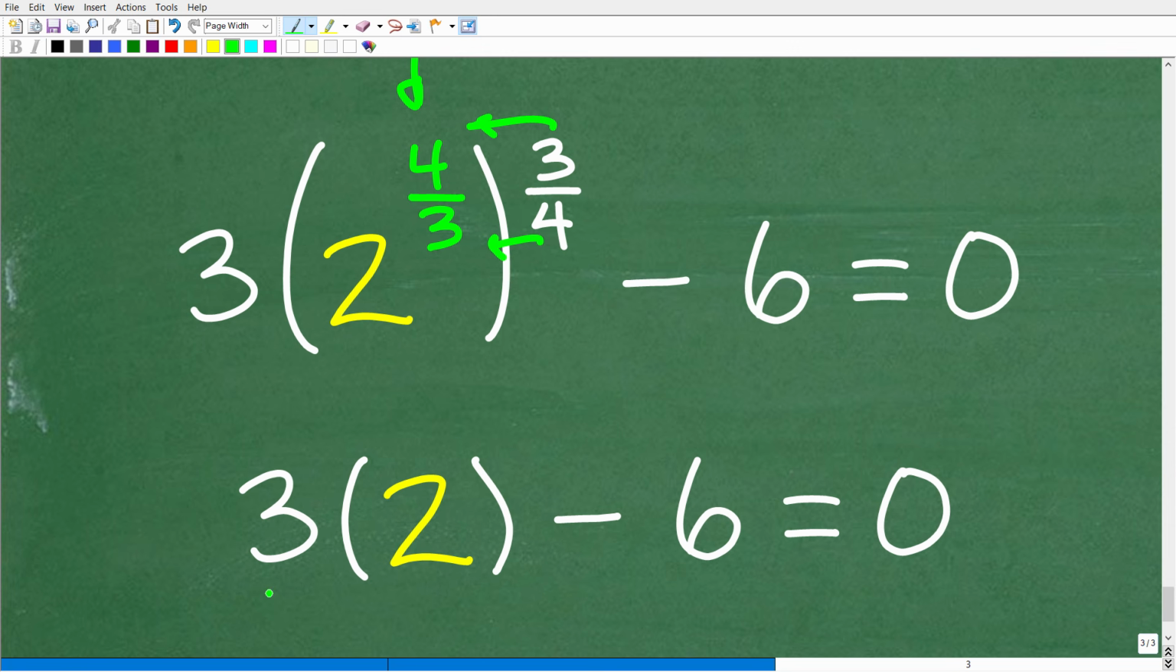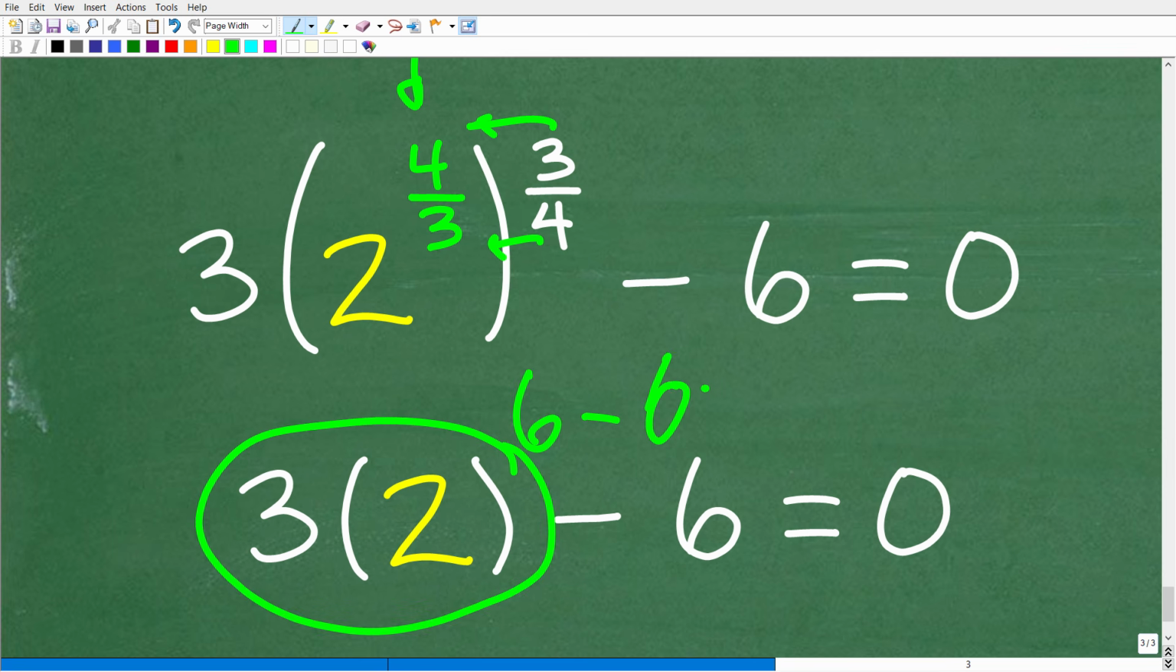Okay, so now we have 3 times 2 minus 6. 3 times 2 is what? Well, that is 6. 6 minus 6 is, in fact, 0. And 0 is equal to 0. So this is a true statement.